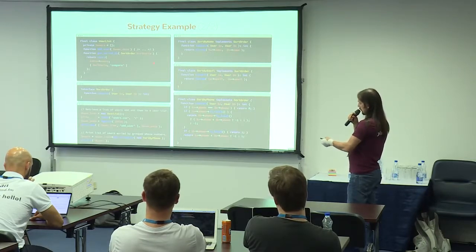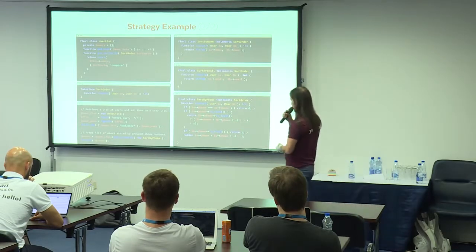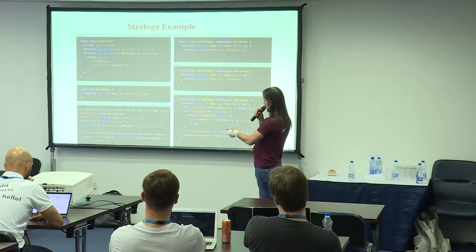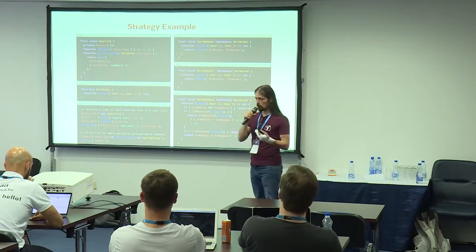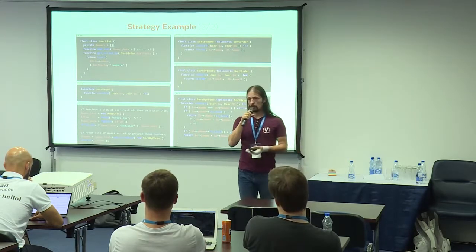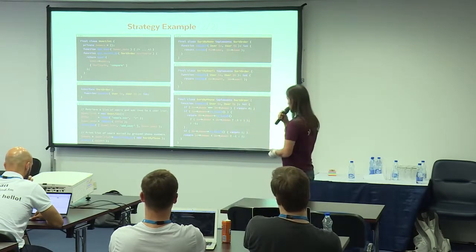And we even injected, we didn't inject here, but we could inject. So the criteria here is the one we get by the get sorted by method's argument. And we don't even know which one it is, we just know that it will be some algorithm to compare users, and we just use it.